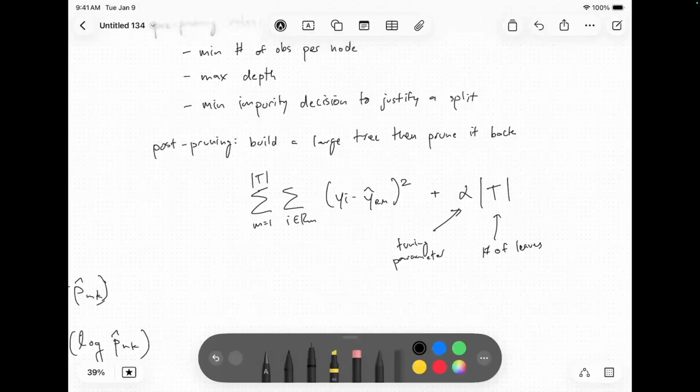As my tuning parameter gets larger, the improvements that you get on your residual sum of squares get outweighed by this penalty term in the back, right? If the tuning parameter is really large. If it's really small, you're allowing more leaves to happen. And so how do we choose the tuning parameter size? Cross-validation, right? Same story as with a lot of these other models.